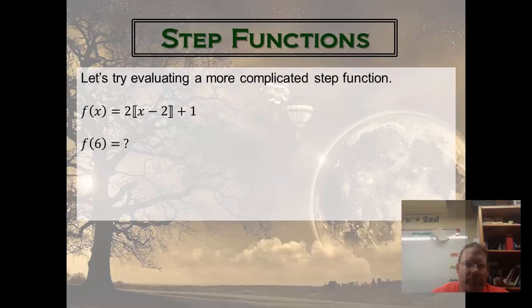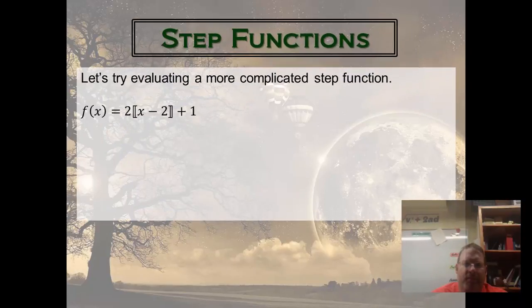Next, f of 6. When I plug 6 in, I get 4 inside that bracket. I don't have to round that at all. It already is an integer. So 2 times 4 is 8, plus 1 is 9.